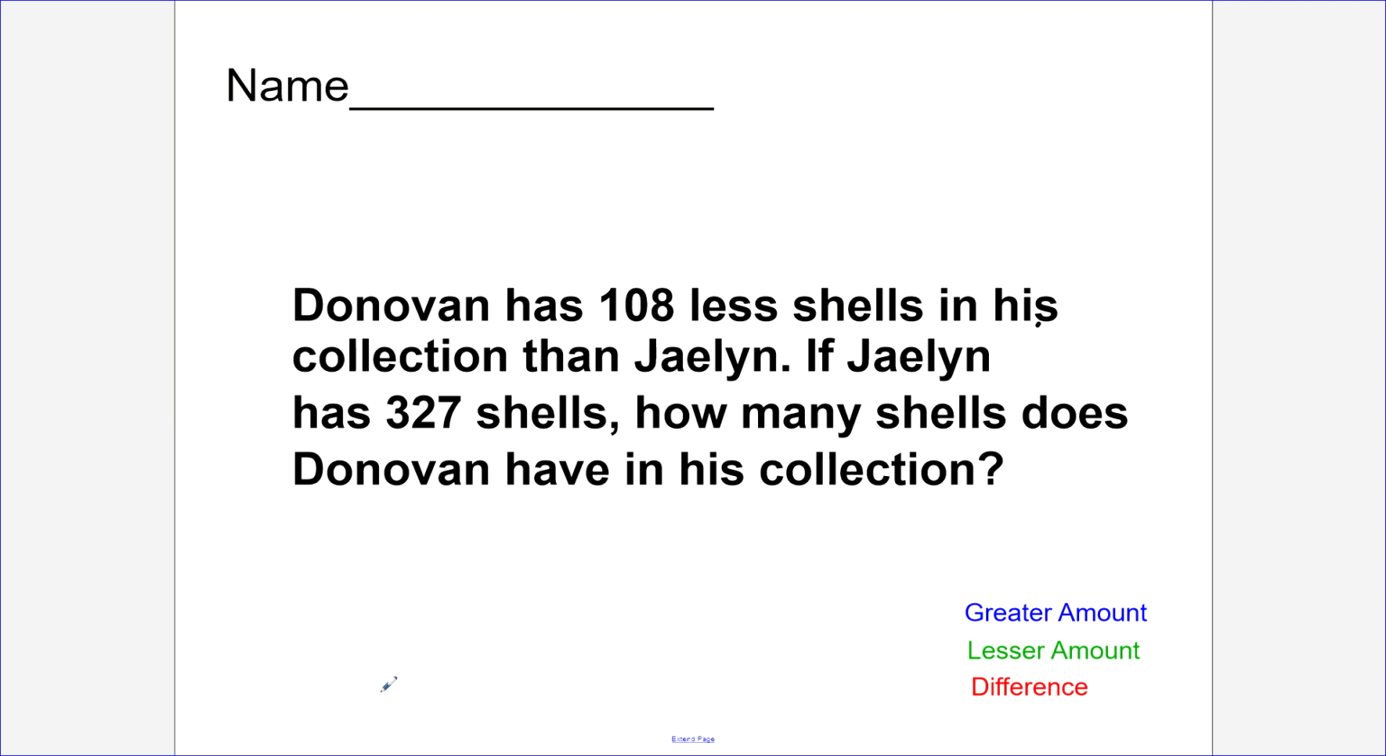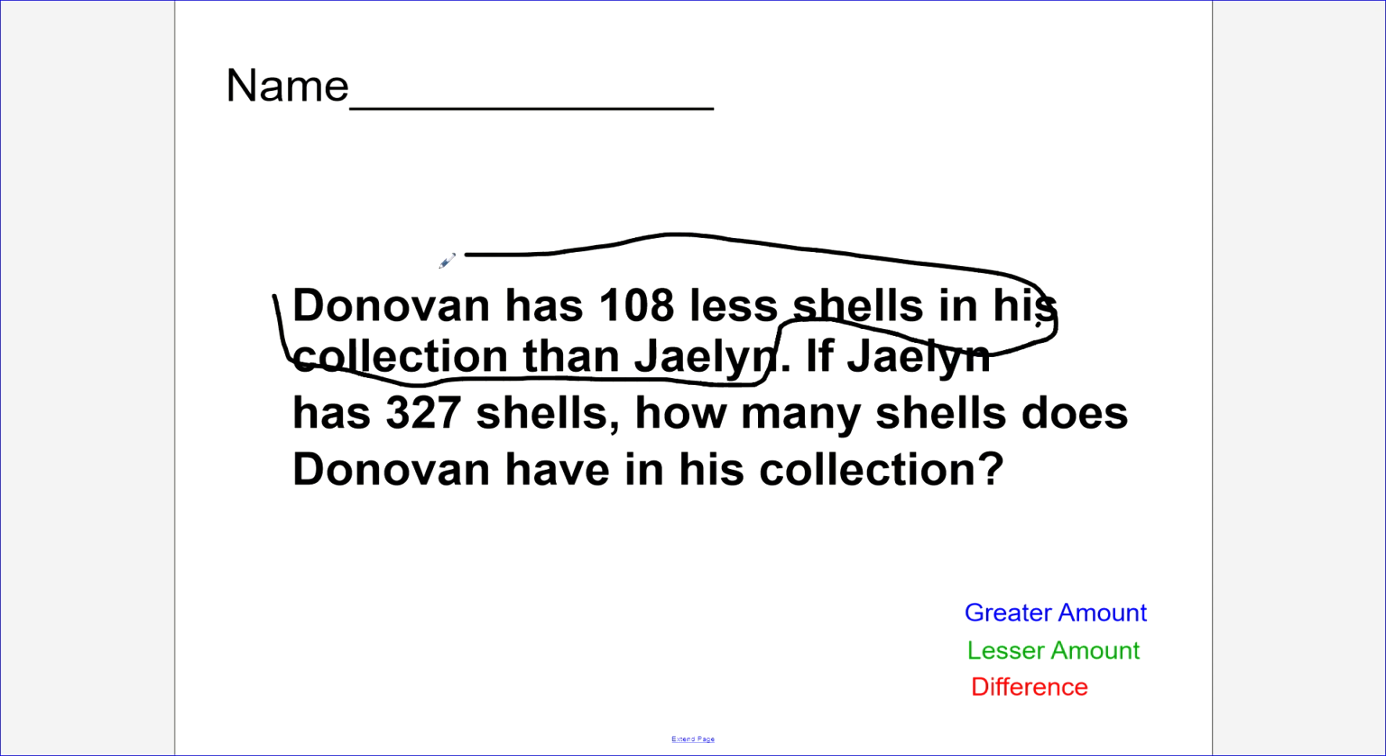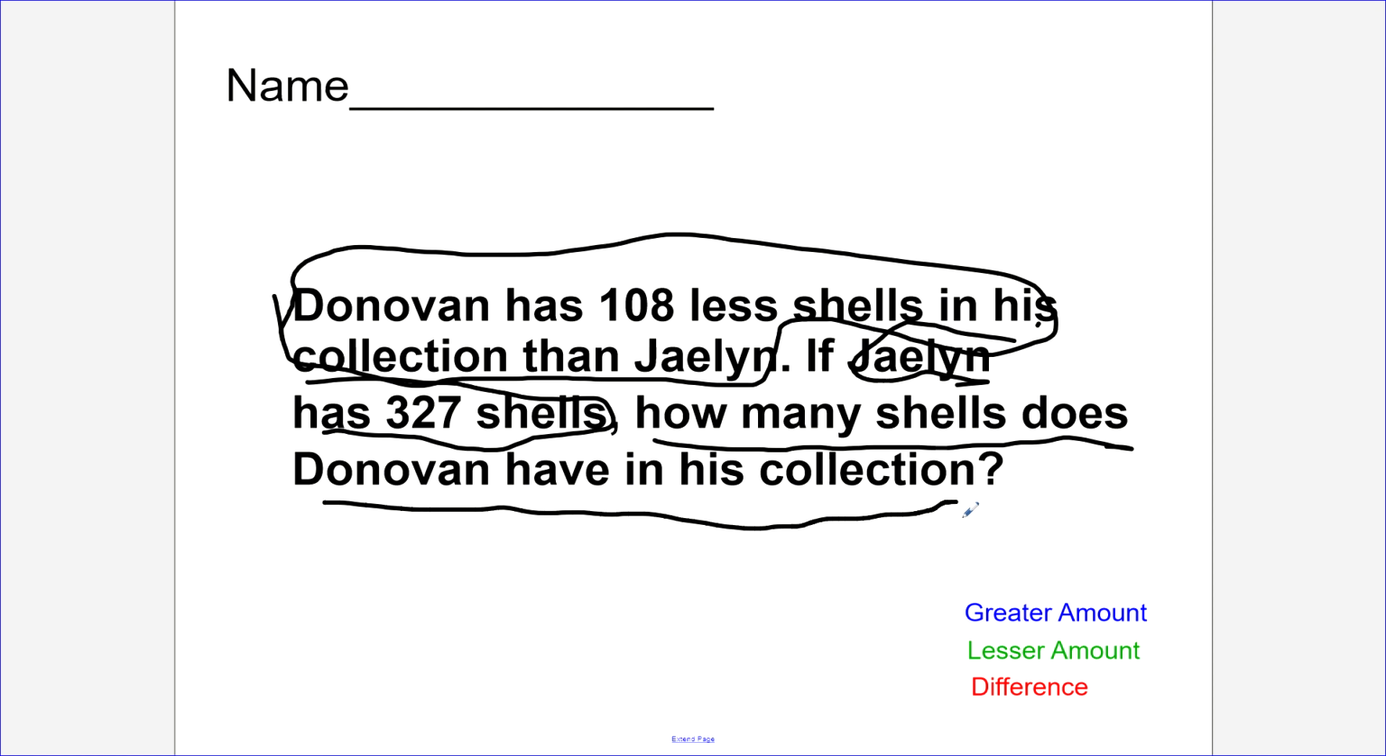Here's the problem. Donovan has 108 less shells in his collection than Jalen. If Jalen has 327 shells, how many shells does Donovan have in his collection? I can clearly see that one of the pieces of information is that Donovan has 108 less shells in his collection than Jalen. The other piece of information is that Jalen has 327 shells. And the question is asking me, how many shells does Donovan have in his collection?